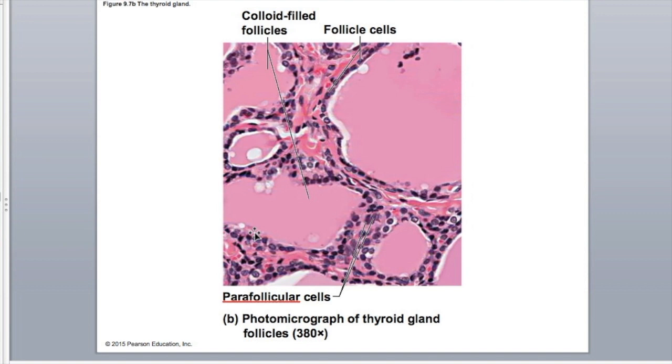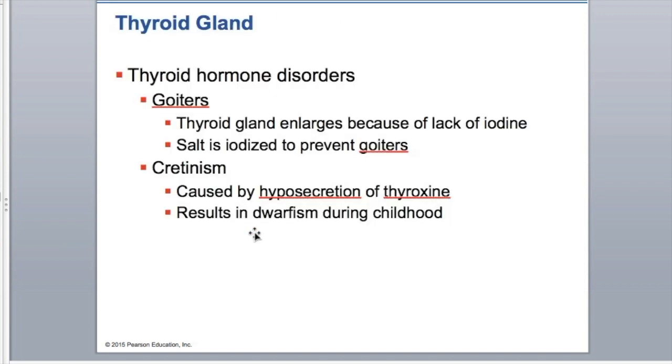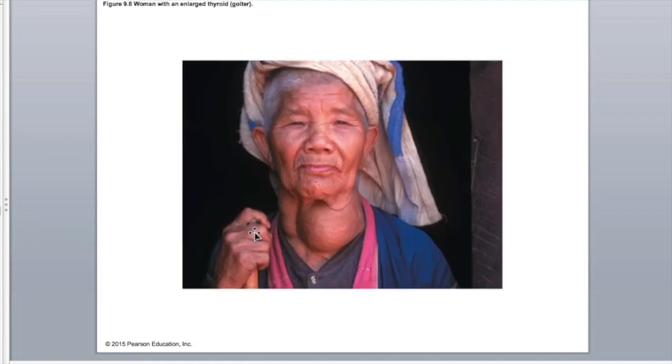There are a couple of issues that can be found with thyroid hormone. You've got goiters. Goiters are an enlarged thyroid gland, usually happens because of a lack of iodine. This is why our salt in the US is iodized, because goiters used to be very common historically, and in order to prevent it, the FDA set guidelines that salt should be iodized in order to prevent this issue. If we look at the next picture, this is a picture of a woman with a goiter.